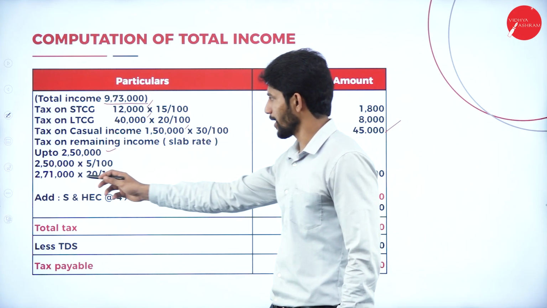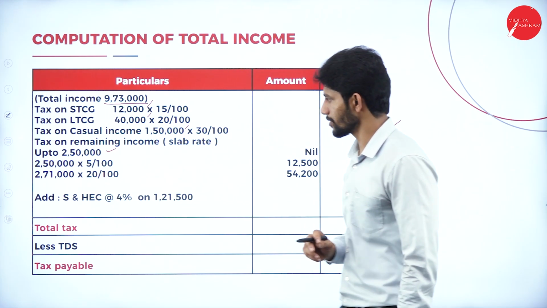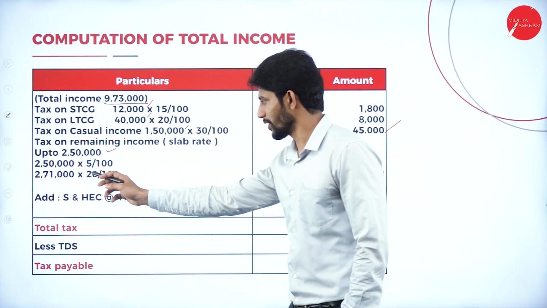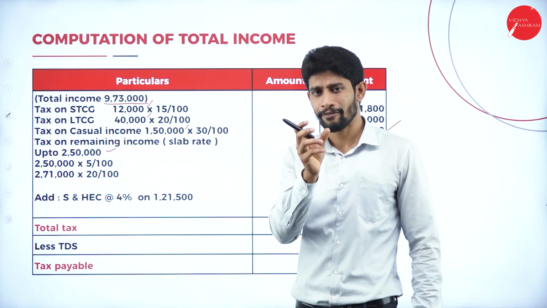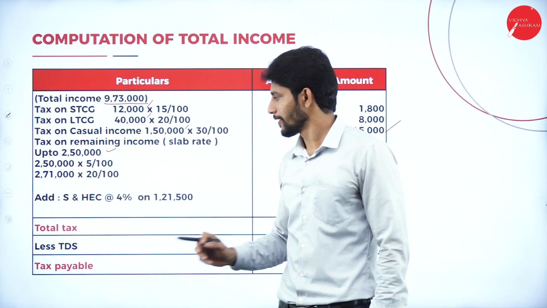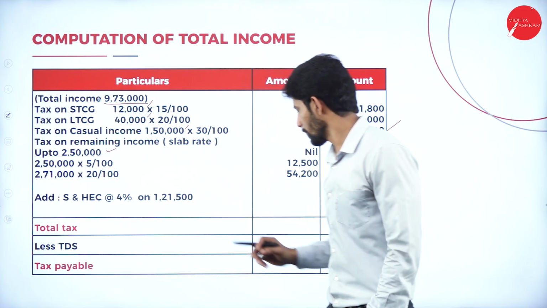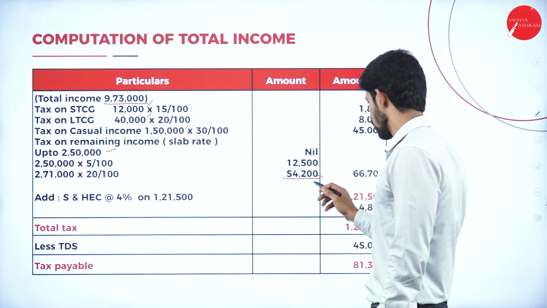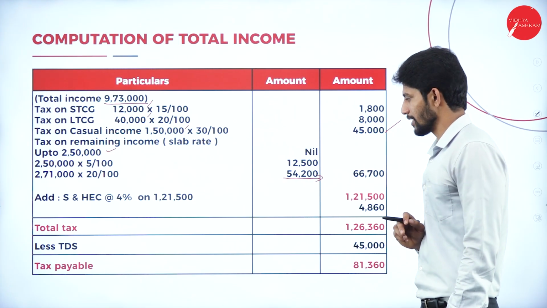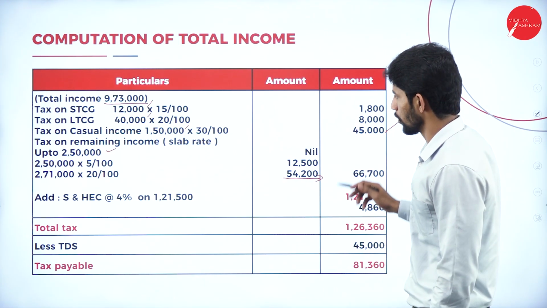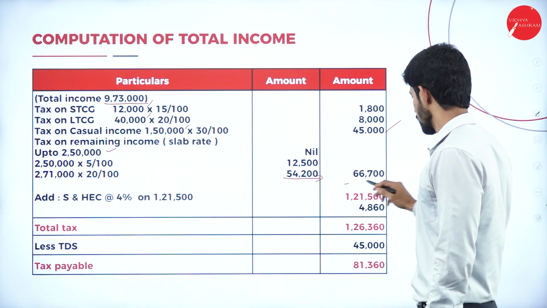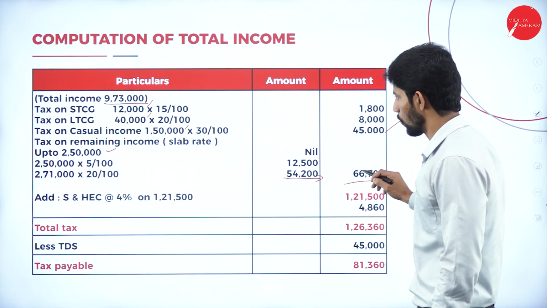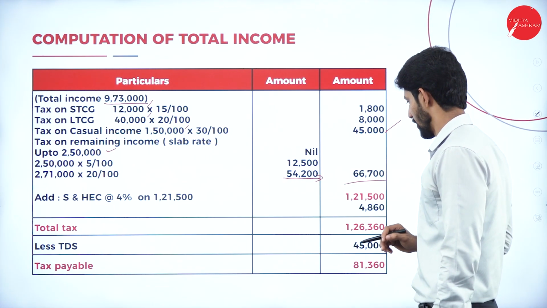And next, what is the remaining balance we have here? The remaining balance is 2,71,000. So 2,71,000 comes under the slab rate of 5,00,000 to 10,00,000. So 20%. You compute 20%, you will get 54,200. Total, take it to the outer column, 66,700. Now total the outer column values, you will get 1,21,500.